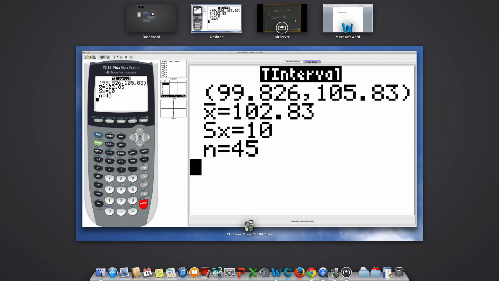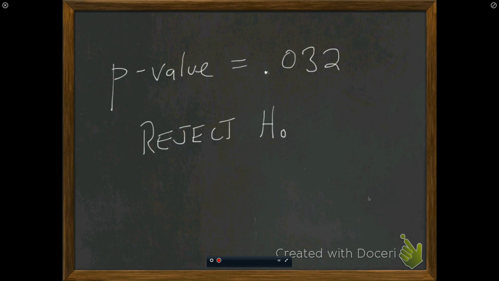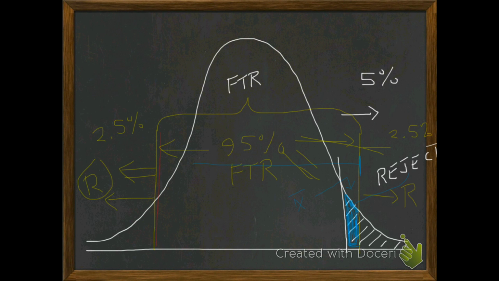Now, let's go back to the blackboard, go back to our drawing. Well, what happened in this situation is our mean of 102.83 fell right here. When we looked at our significance level in terms of hypothesis testing, it fell in the rejection region. But when I looked at the bounds of my confidence interval, it falls in that confidence interval.